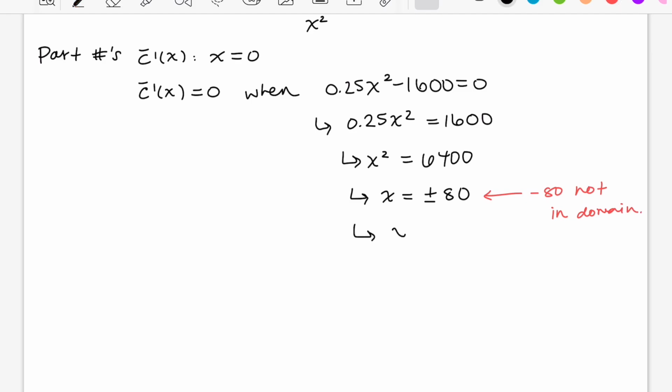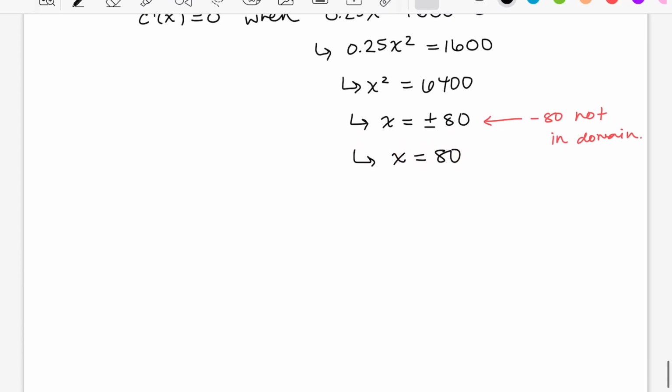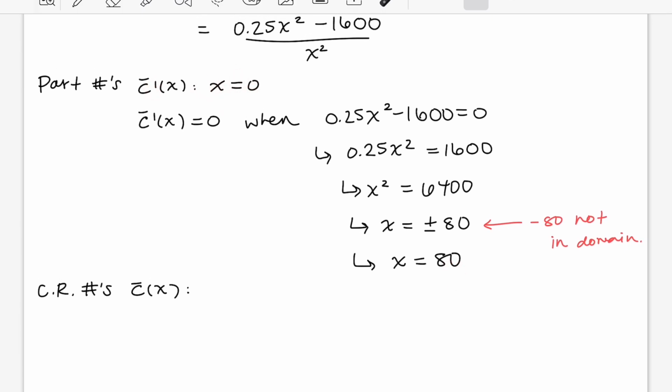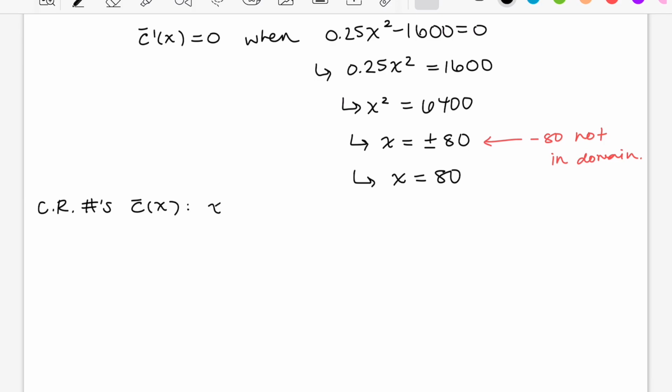So this tells us we're just going to take positive 80. So these are our partition numbers, x is equal to 0 and x is equal to 80. And then looking at our critical numbers of our function, this is going to be the partition numbers of our derivative that are in our domain. And remember, we said our domain is all positive real numbers, so that doesn't include 0. So x is equal to 0 is going to be our only critical number. Or sorry, x is equal to 80 only critical number, since x is equal to 0 is not in our domain.